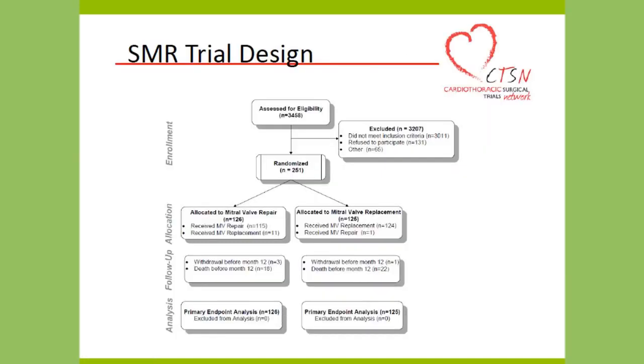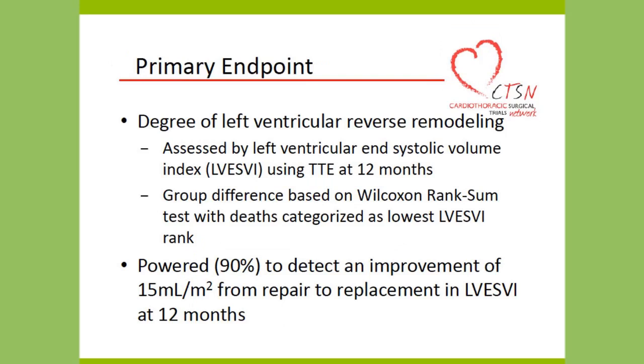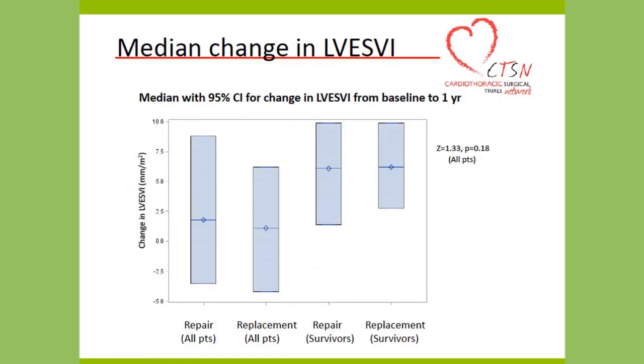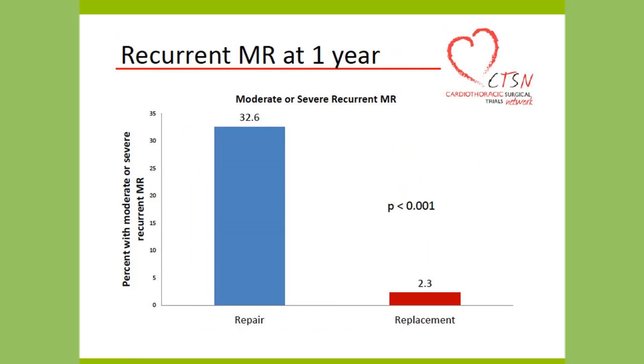So the surgeons did this big trial where they looked at secondary MR, and they were looking at doing a ring versus a replacement. And their primary endpoint was LV remodeling. It was powered to look at a 15 ml per meter squared reduction in end-systolic volume index. It didn't show that, as you can see here. But what's really important is at 1 year, a third of the patients had recurrent MR if they got a ring, which was rare with a replacement.